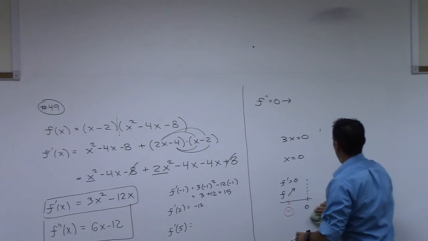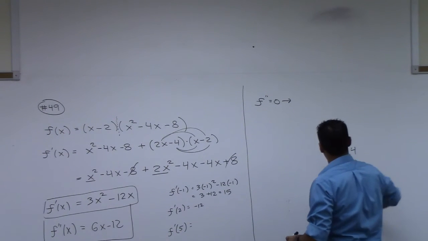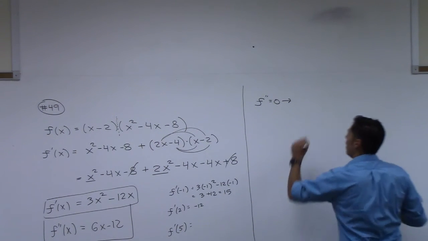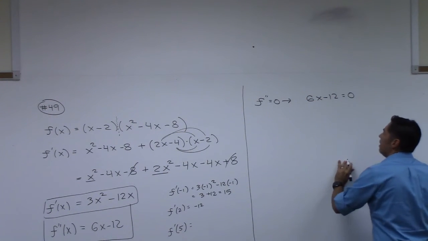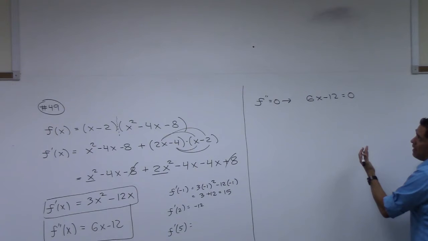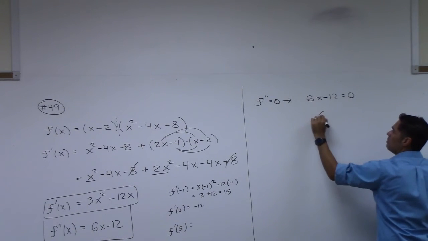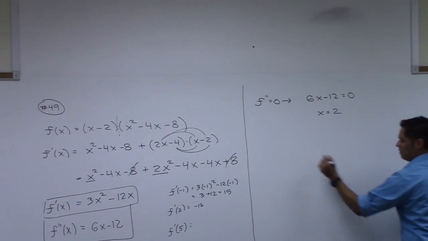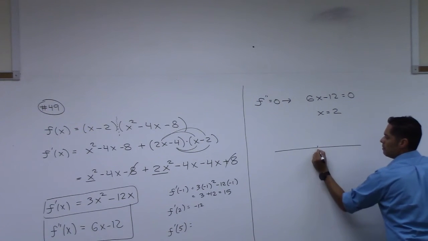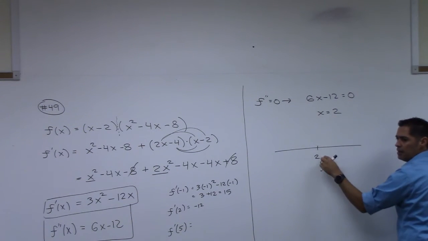Okay, so second derivative equal to 0 means all I have to do is set 6x minus 12 equal to 0. And there's really not a whole lot we have to do with that, right? Just move the 12 over. Divide by 6, we should get 2. What now? Number line? We only have 1 point to put there, right?